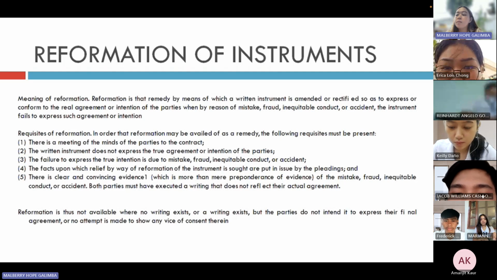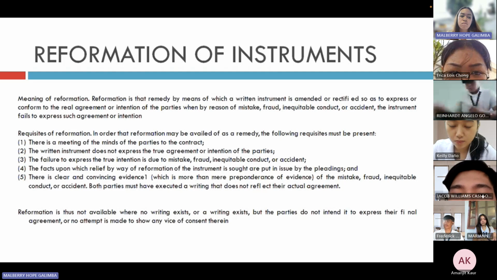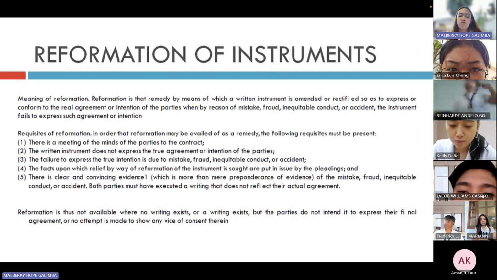But if the parties have the same intention, but it was just not reflected in the contract or instrument, then there is no need to cancel the agreement. You only need to reform. Just correct the instrument.